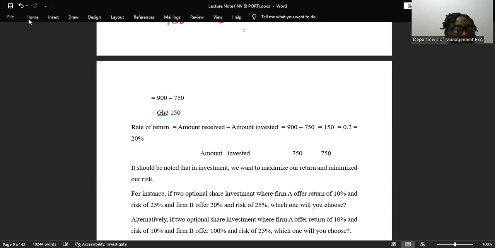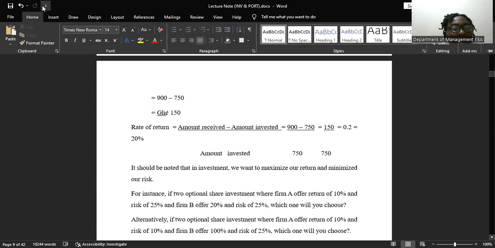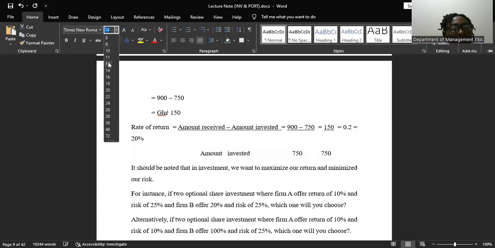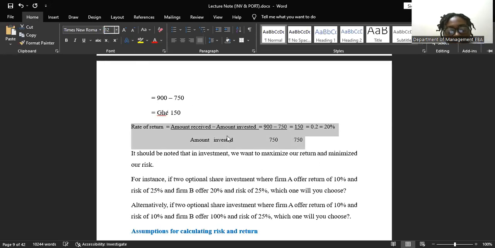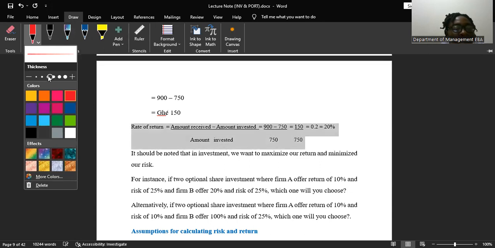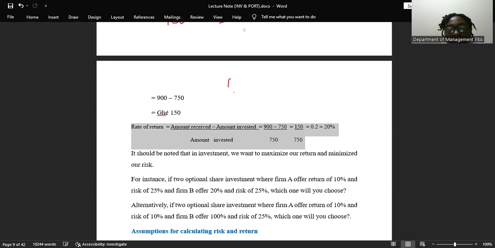Let me reduce this so that it will go to a nice shape. Okay. I hope you can see. Rate of return, right? So how do we calculate rate of return? That is amount received minus amount invested over amount invested times 100. We don't have much space, so that is the rate of return, R.